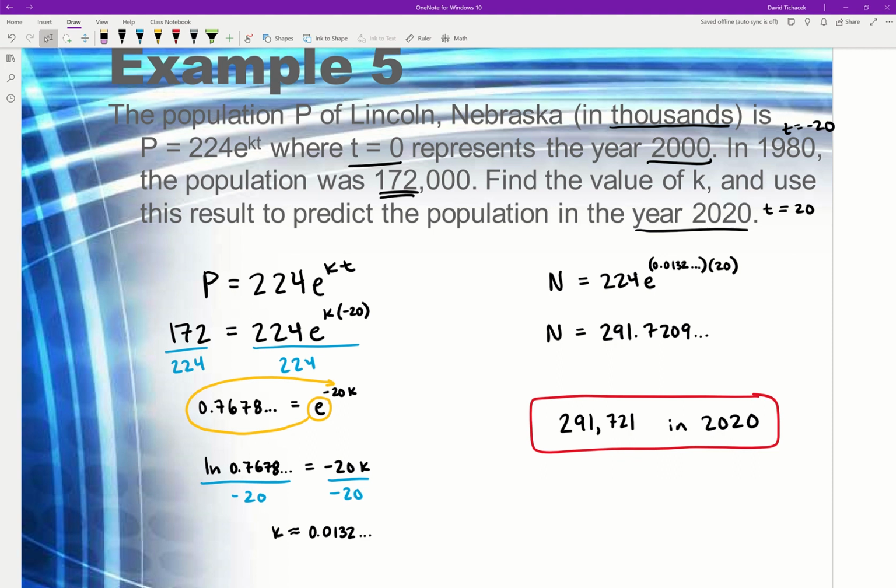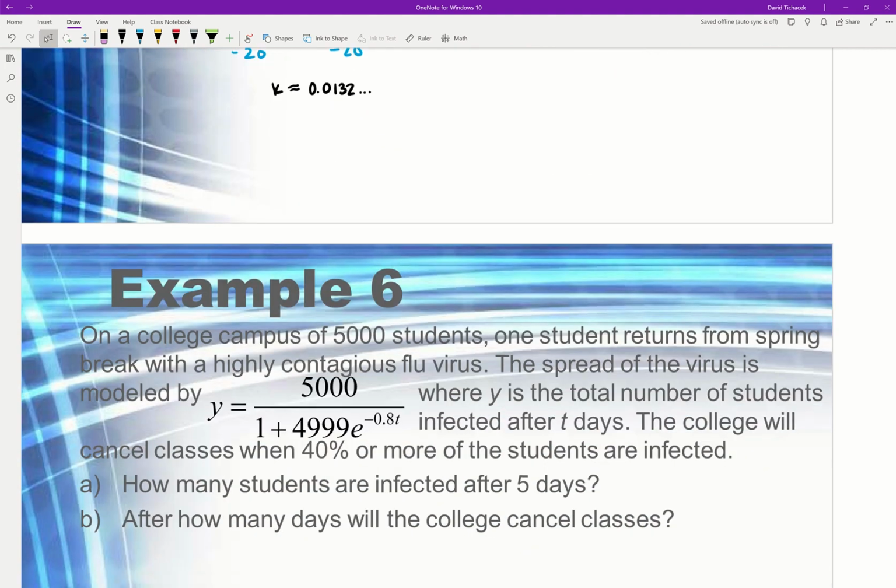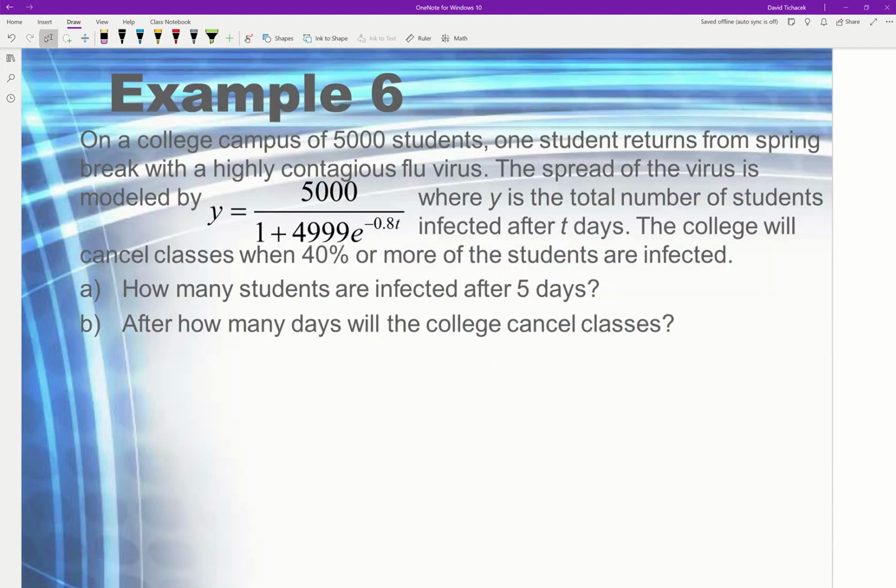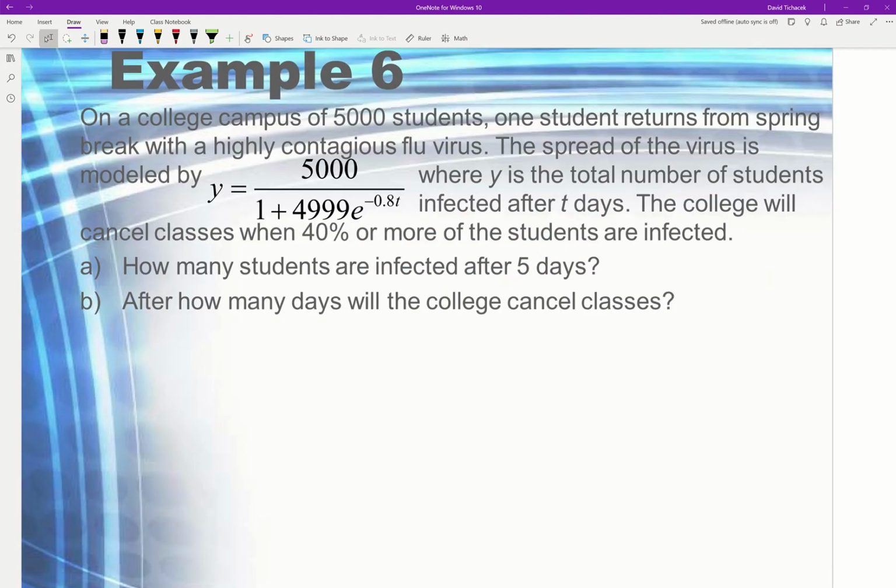Okay, and so let's take care of the last example in this video, which is going to be example 6. It says, on a college campus of 5,000 students, one student returns from spring break with a highly contagious flu virus, which is kind of on the nose considering the times we're living in, but we're going to persevere through the problem. It says the spread of the virus is modeled by this exponential equation right here, where y is the total number of students infected after t days. The college will cancel classes when 40% or more of the students are infected.